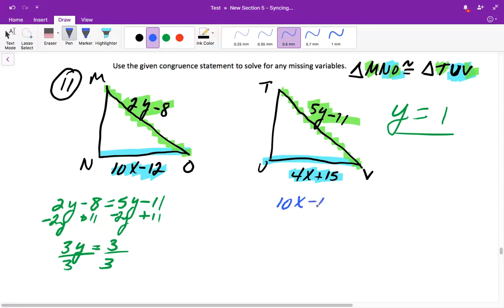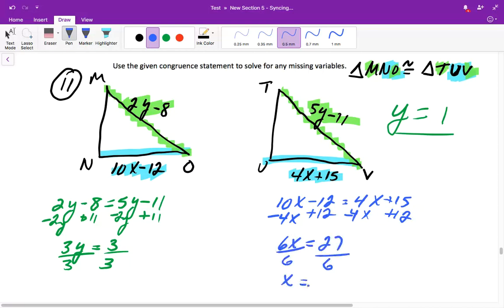So 10x minus 12 is equal to 4x plus 15. I can then subtract over 4x. I can add over 12. And now I have 6x is equal to 27. Divide each side by 6, and x is then equal to 4.5. So it's nice and easy. I solve for both my x and my y.